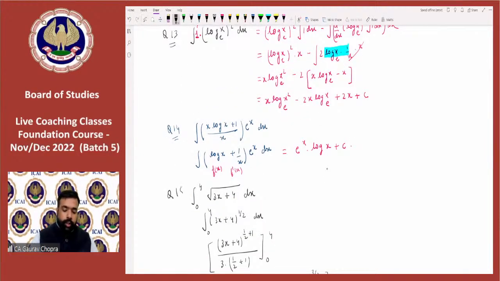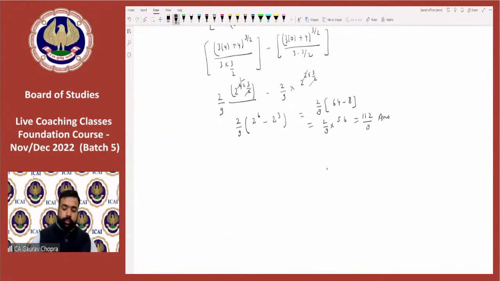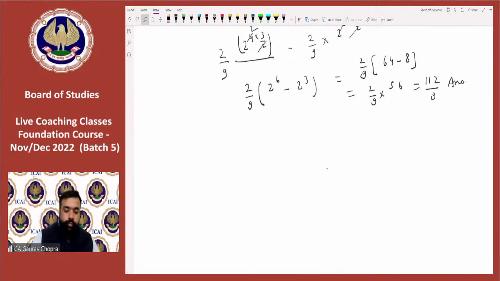So this was question number 15. So now the next one, integral of 2x upon 1 plus x square dx from 1 to 2. Now how to do this question?